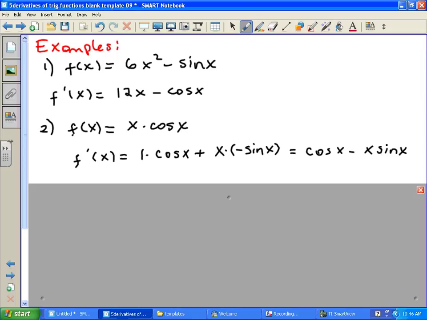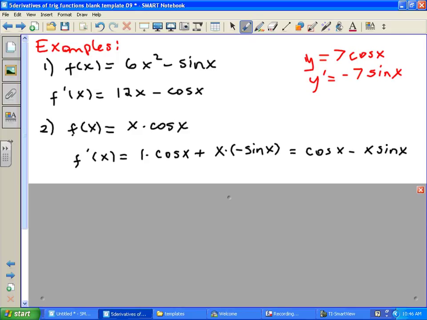Now, what if I have 7 times cosine x? What is the derivative of 7 times cosine x? So y prime would be negative 7 times sine x. In that case, you have a constant multiple. Just like we learned in the last section, you don't really need to apply the product rule. Although you could, one part is going to be 0 and drop out, and you get the same answer, but there is no need, basically.